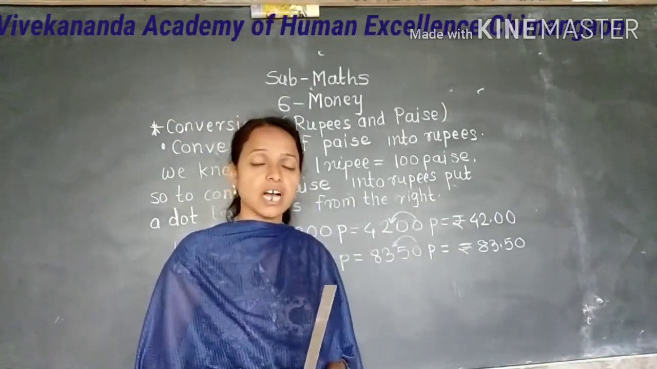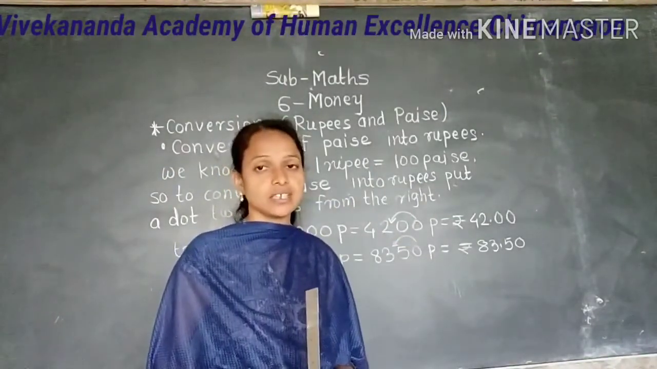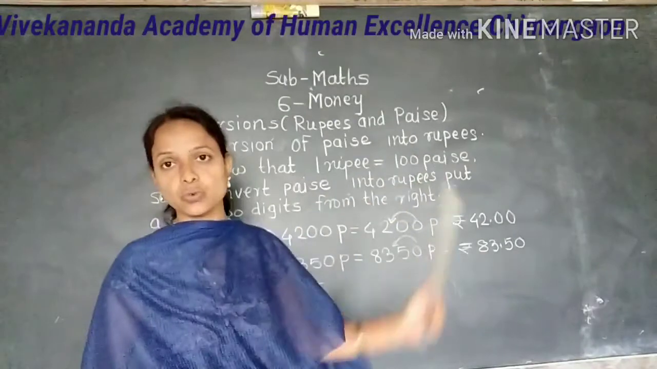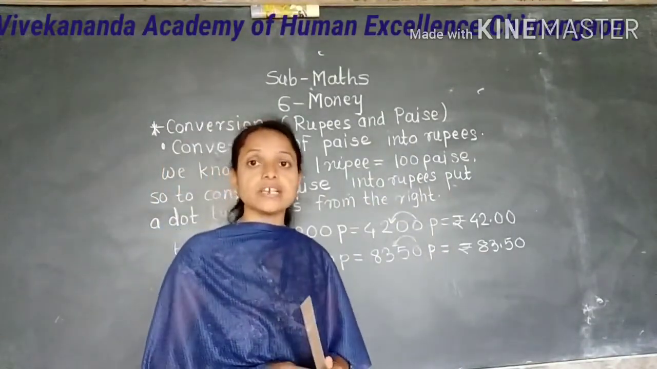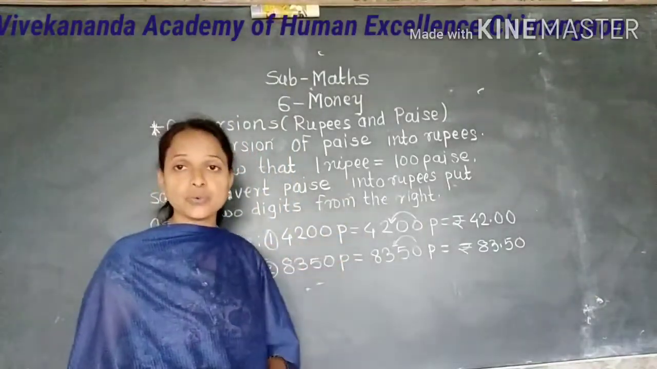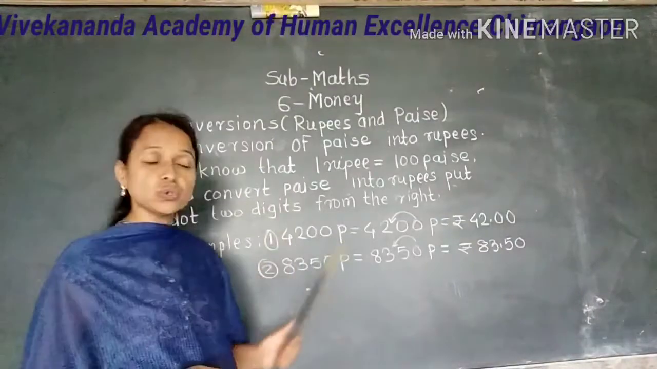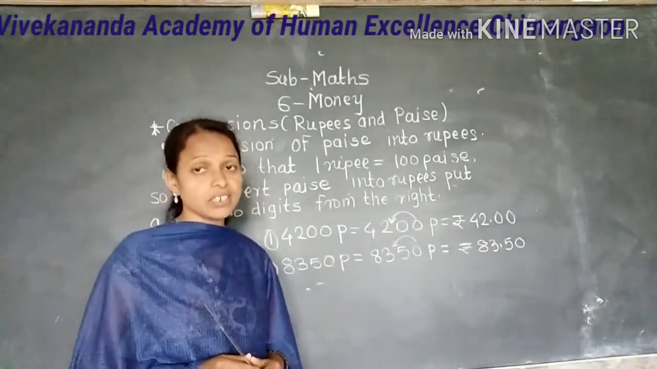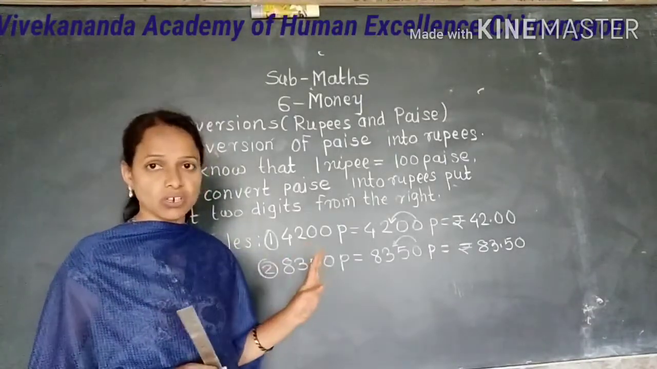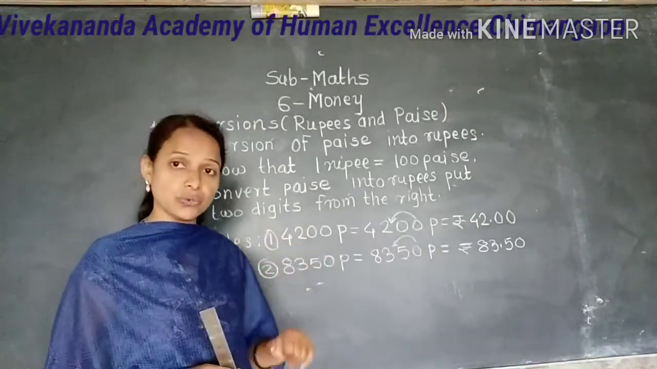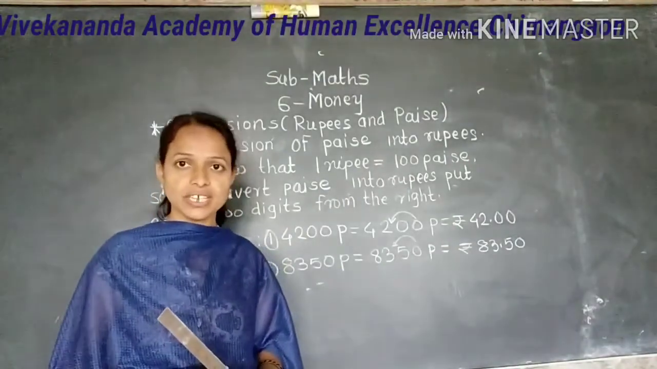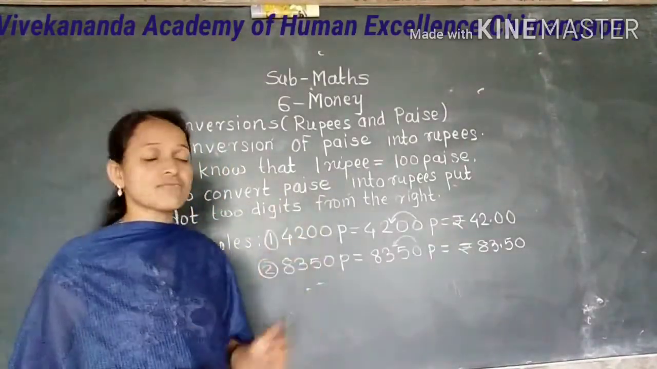Next, conversion of paise into rupees. Now you have learned how to convert rupees into paise, and now you will learn the conversion of paise into rupees. You know that 1 rupee means 100 paise. So to convert paise into rupees, put a dot 2 digits from the right. When we convert rupees into paise you have to remove the dot, but when you convert paise into rupees you have to put the dot 2 digits from the right.